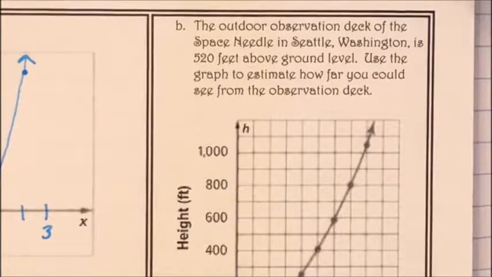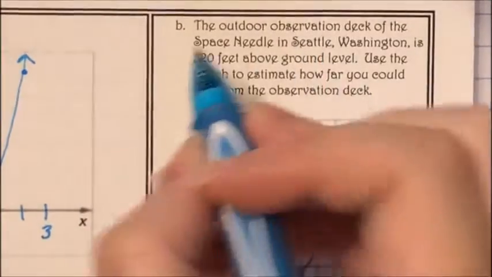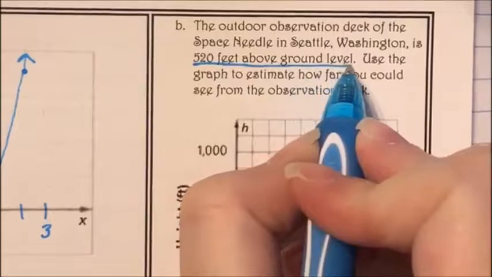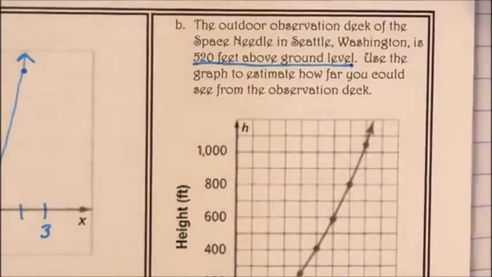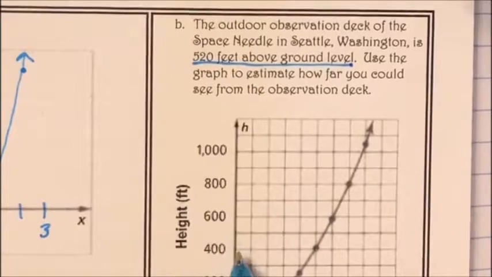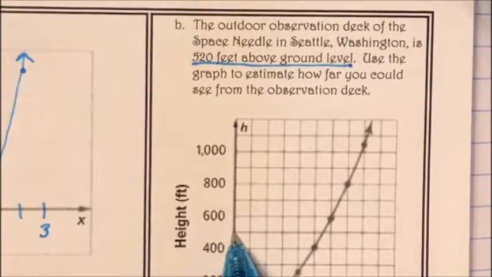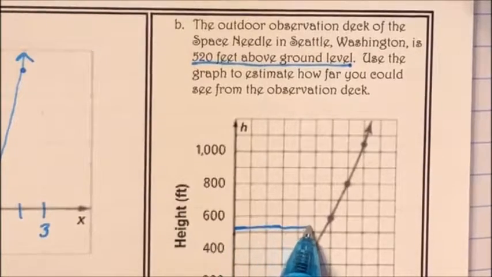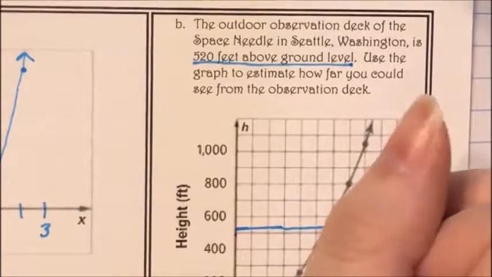Letter B says the outdoor observation deck of the Space Needle in Seattle, Washington is 520 feet above ground level. Use the graph to estimate how far you could see from the observation deck. Okay, so 520 feet above ground is what they gave me. So I'm going to go height, find 525, which is about, here's 500. So 525 is probably right around here. Okay, so there's my point on the graph.